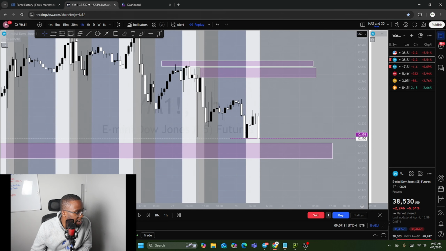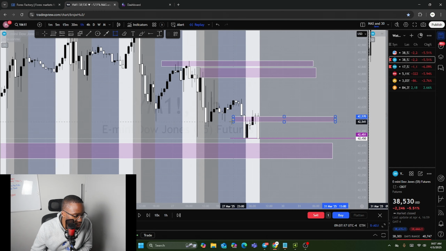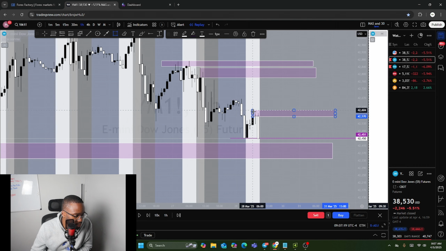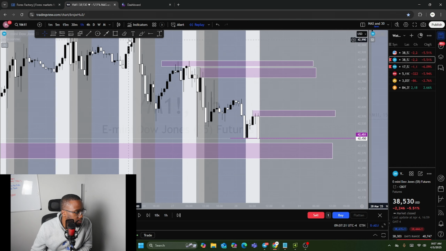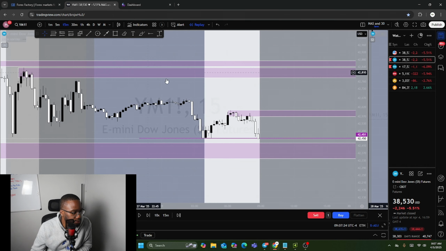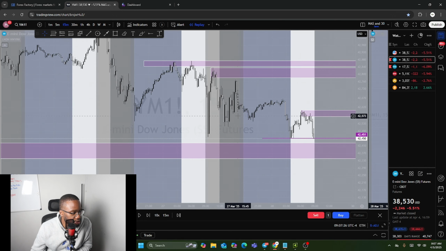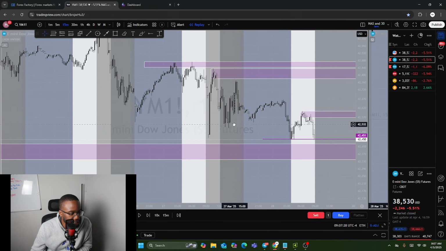And I can mark off the highs too, because it looked like it's dropping even lower. Okay, 15-minute time frame. Is there any structure that I want to draw up on the 15? No, there's not. So we'll fast forward to 9:30.